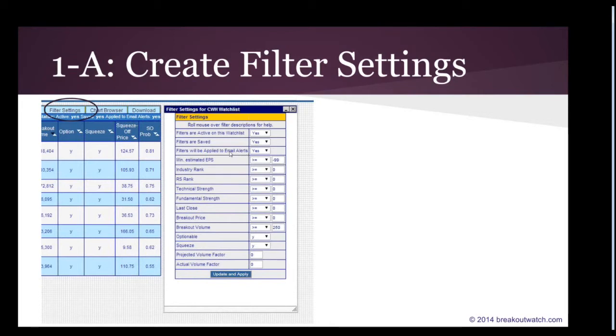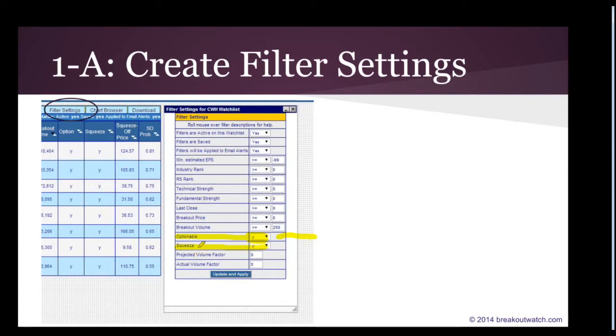If you notice some of these other settings, basically the only other filter I want is the breakout volume to be at a certain threshold. I want it to be optionable. Let's see if I can get my highlighter here. The problem with the highlighter is that when I use it, it doesn't allow me to click on anything again until I erase it. So I want to set optionable to yes, because I'm only interested in stocks that have options.